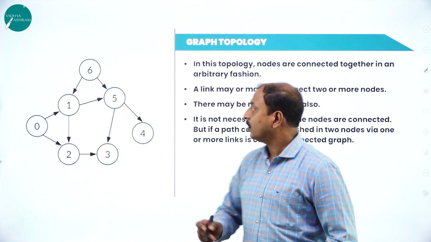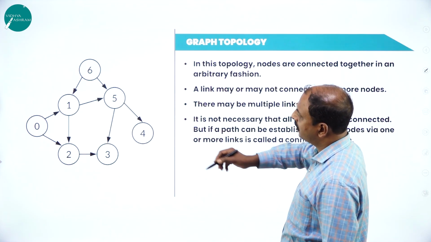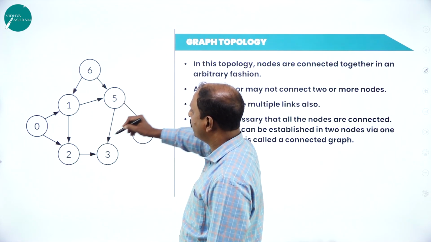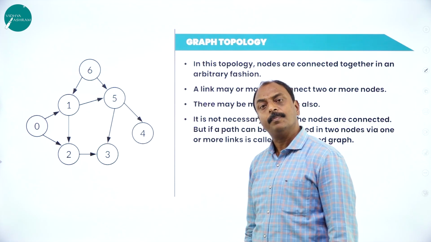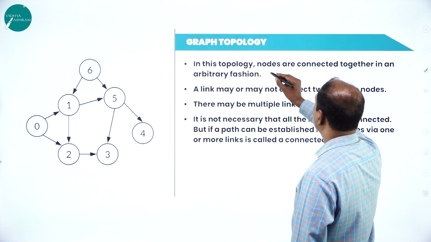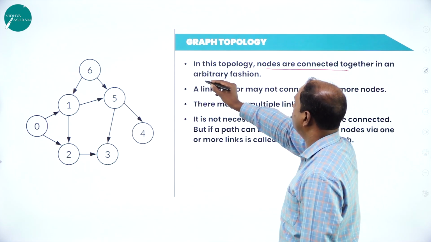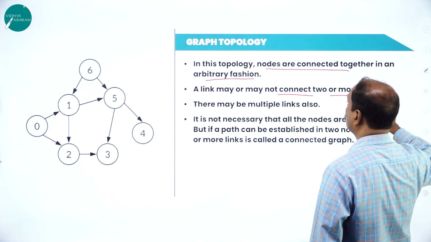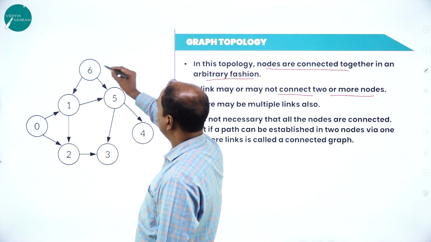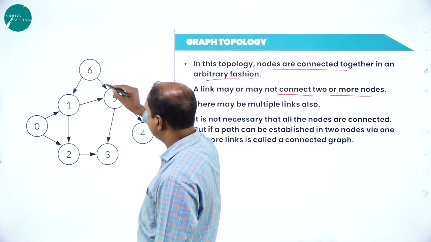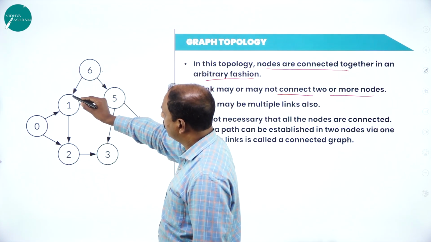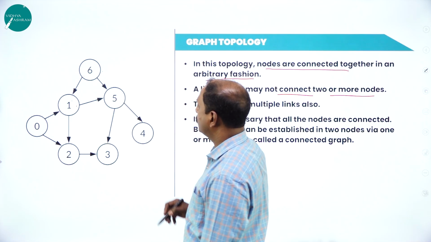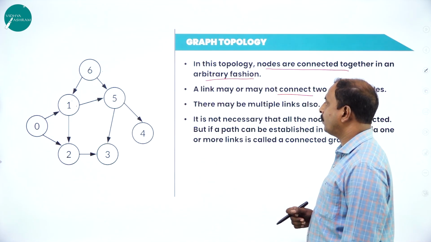Next one is graph topology. Look at the diagram now. It is an example of a graph topology. Here all these are different computers or computer peripherals. In this topology, nodes are connected together in an arbitrary fashion. A link may or may not be connected to two or more nodes. If you look at this particular node, it is connected to this as well as this. There are two nodes for this. Now if you look at this example, this particular node is connected to 1, 2 as well as 3 nodes. So this is an example of graph topology.